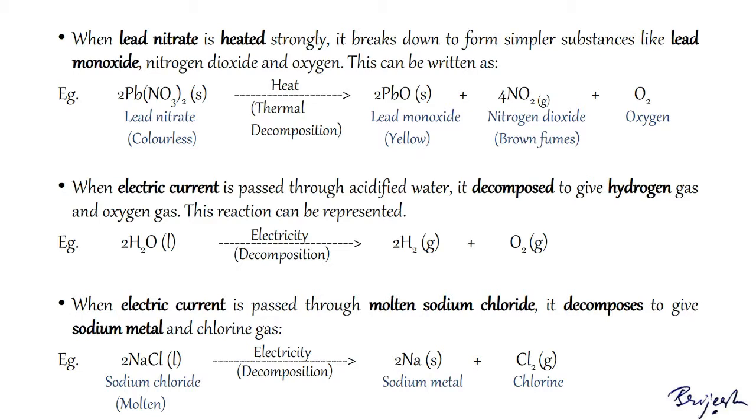Next example: when electric current is passed through molten sodium chloride, it decomposes to give sodium metal and chlorine gas. This decomposition reaction is used to obtain sodium metal from sodium chloride, common salt. It is called electrolysis of molten sodium chloride. Note this.